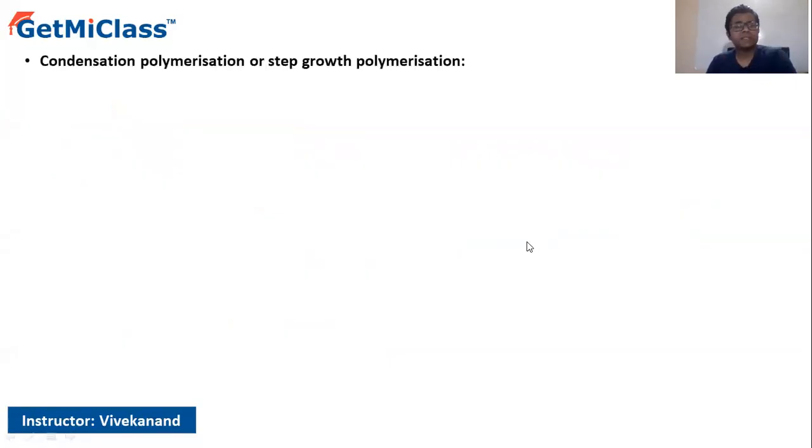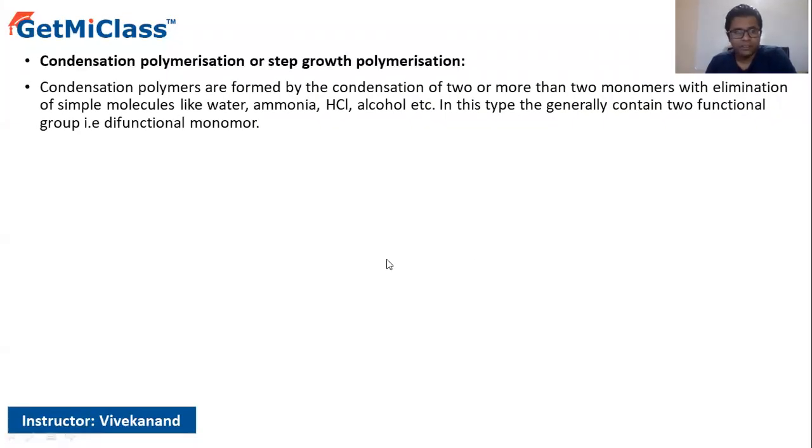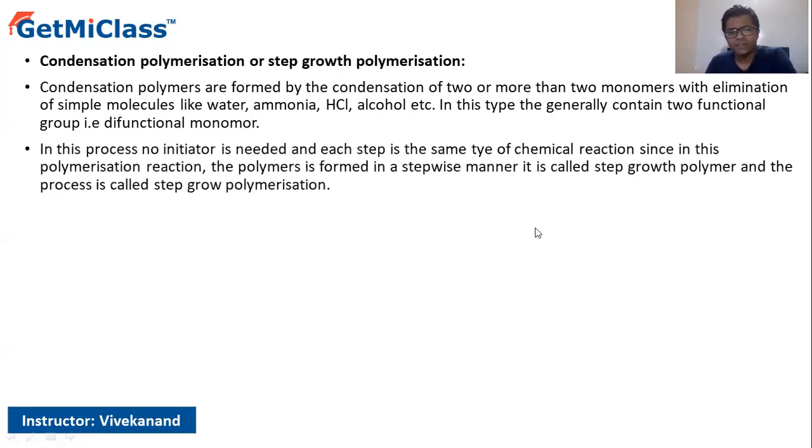Let's observe it in detail. Condensation polymerization, or step growth polymerization: here, the polymers are formed by the condensation of two or more monomers with the elimination of simple molecules like water, ammonia, alcohol, etc. This type generally contains two functional groups, that is, difunctional monomers. In this process, there is no requirement for any initiator.